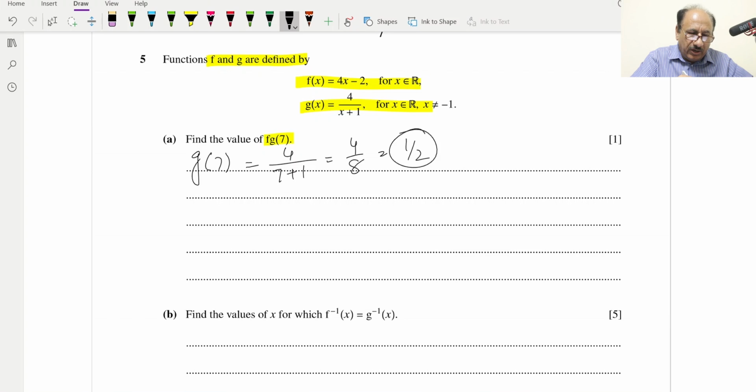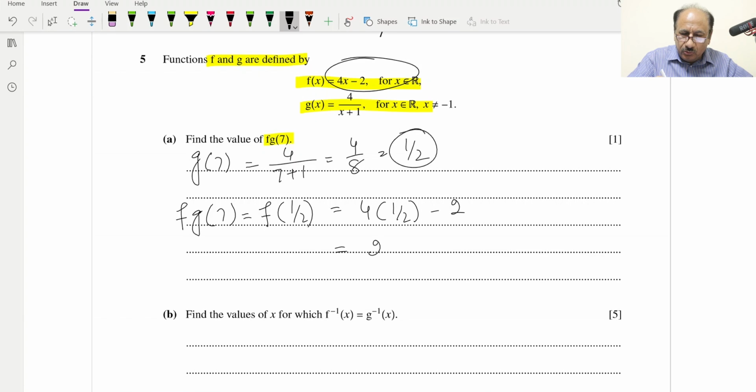Now we have to find f of g of 7. So this will be equal to f of 1 by 2. In function f of x, we will be replacing x by 1 by 2. So it will be 4 into 1 by 2 minus 2, which is equal to 2 minus 2, which is equal to 0. So this will be the 1 mark question which we have done.